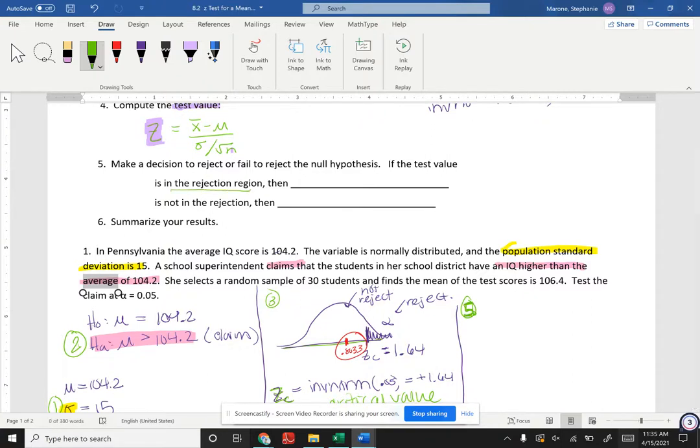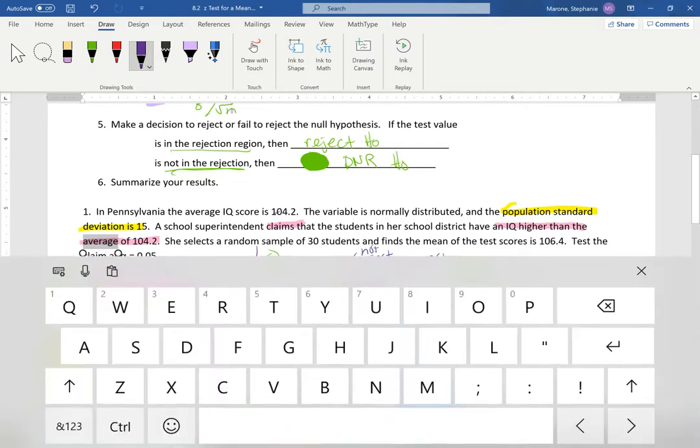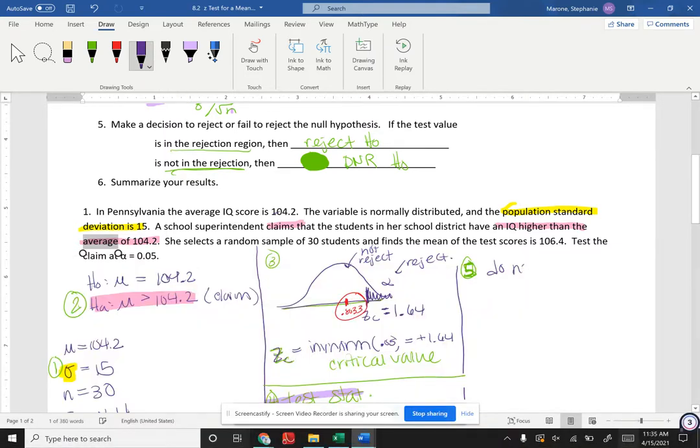If it's in the rejection region, then you reject the null hypothesis. If it's not in the rejection region, then you do not reject the null hypothesis. It's in the non-rejection region, so you do not reject the null hypothesis.